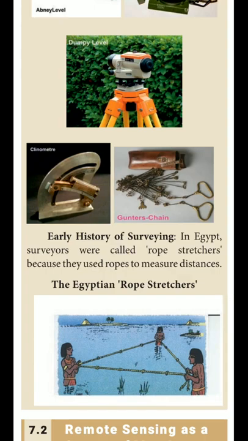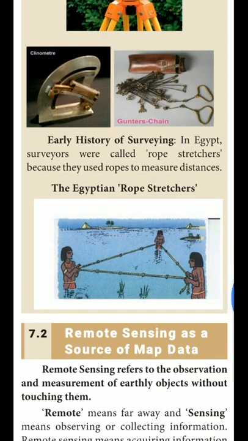This one was used mostly in the olden days. In the early history of surveying in Egypt, surveyors were called rope stretchers because they used ropes to measure distance. So, the Egyptian rope stretchers. Can you see this picture? This is a rope. With the help of the rope also, they would measure.